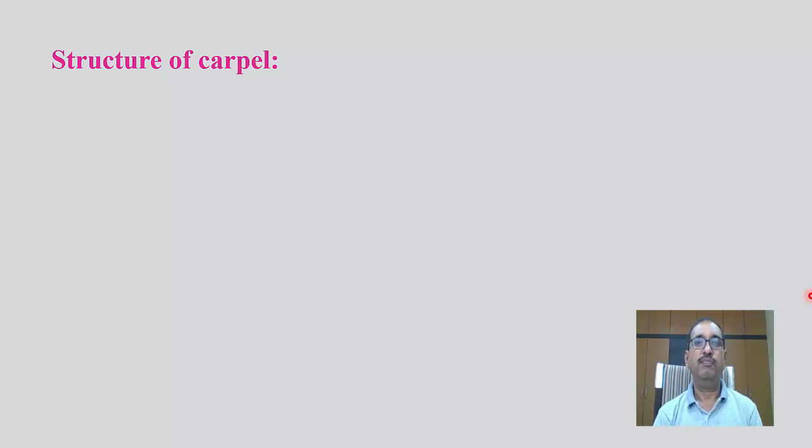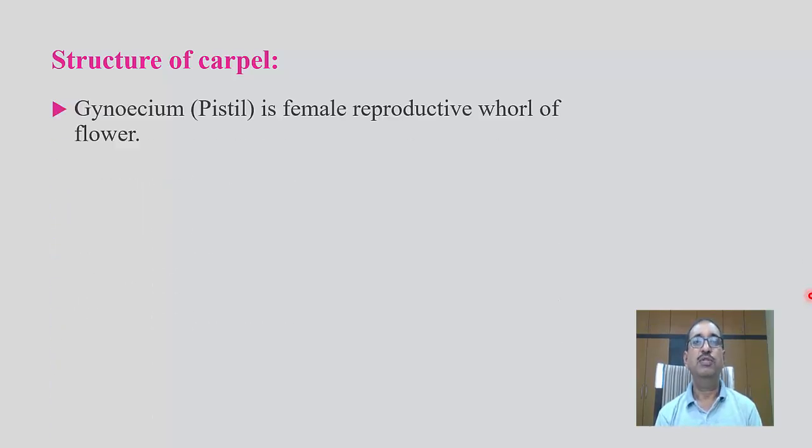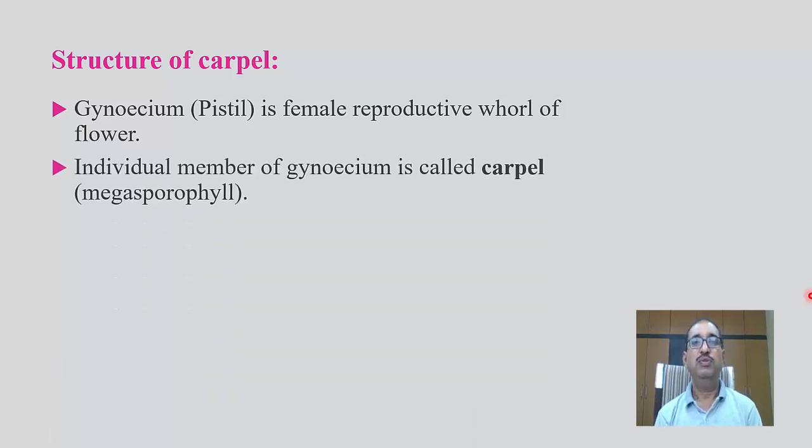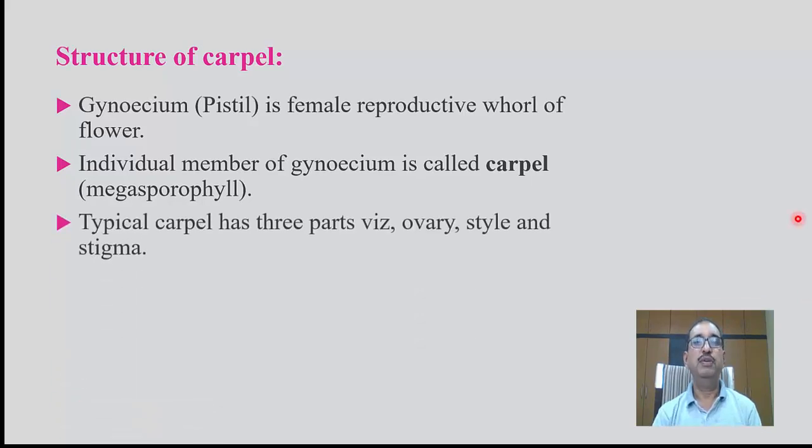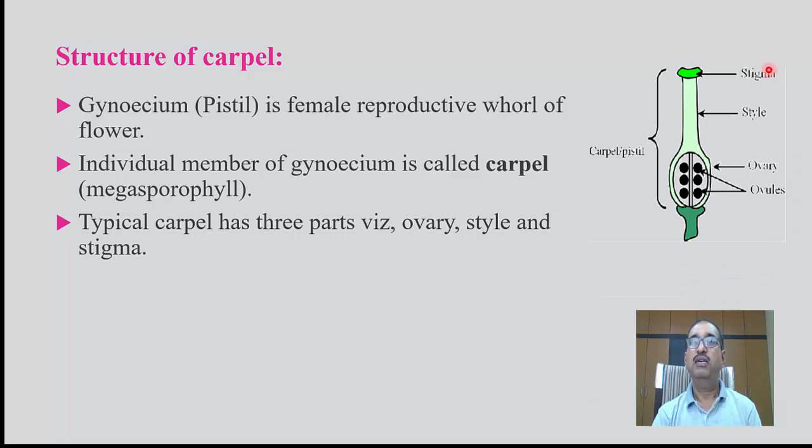Structure of carpel. Gynoecium is the female reproductive whorl of the flower. An individual member of gynoecium is called carpel, or it is also called megasporophyll. Each typical carpel shows three parts: stigma, style and ovary.